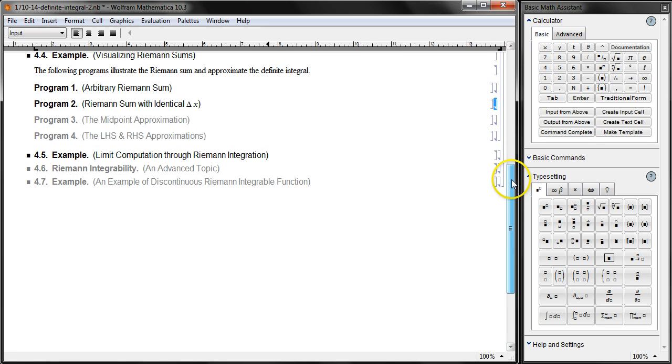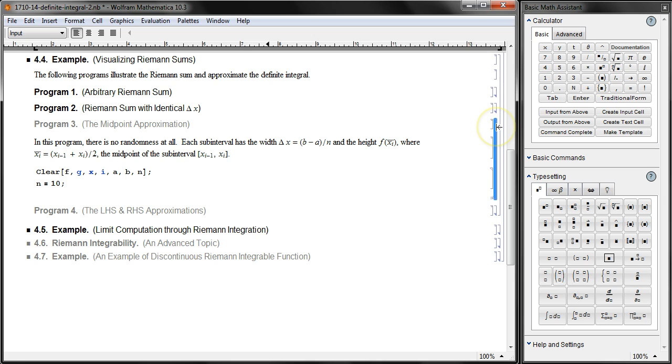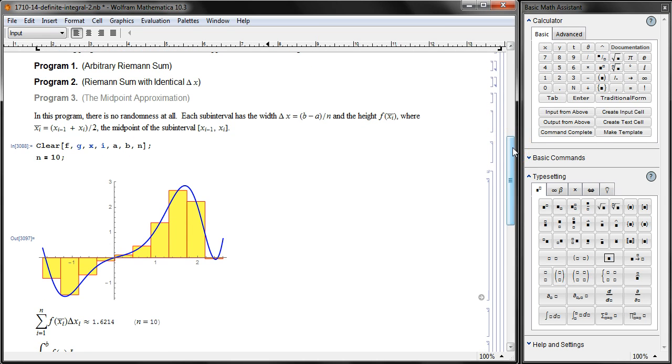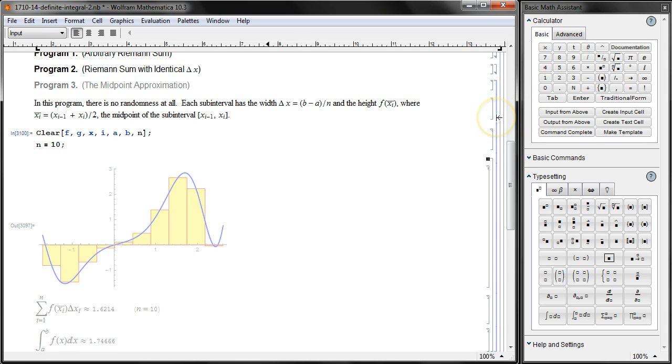Now let's remove even more. Let's go over to midpoint approximation. In this case, no randomness whatsoever. Instead of taking an arbitrary y value, we simply take the midpoint and then take that function value here. So each rectangle hits the curve at the top of the midpoint. So if I run it again, no change.